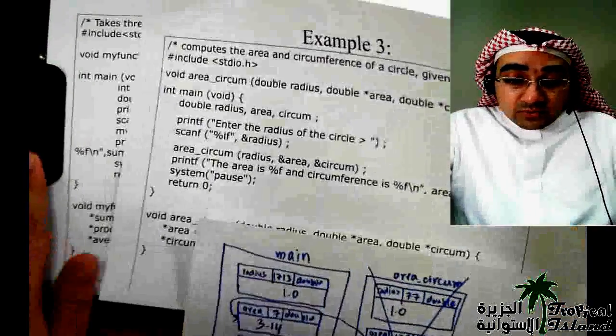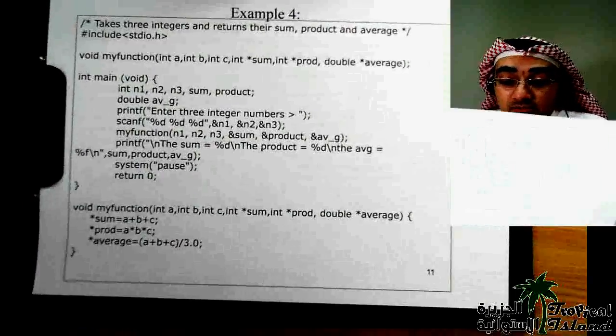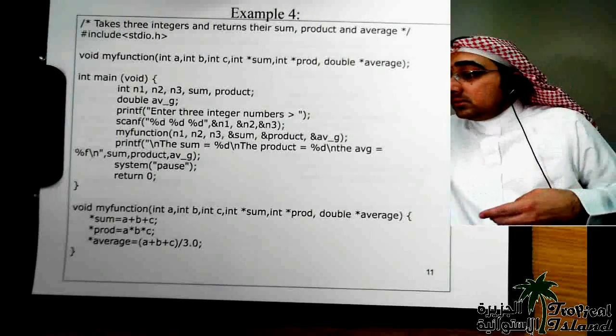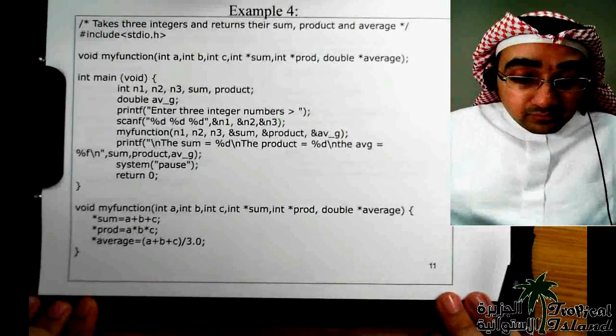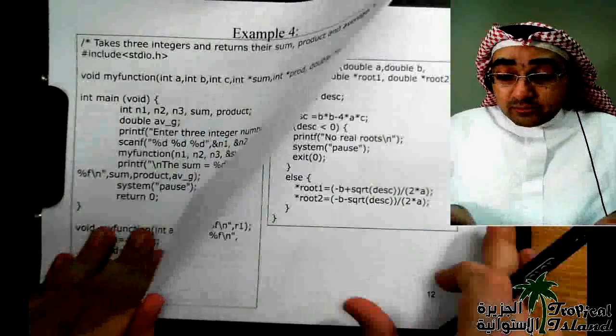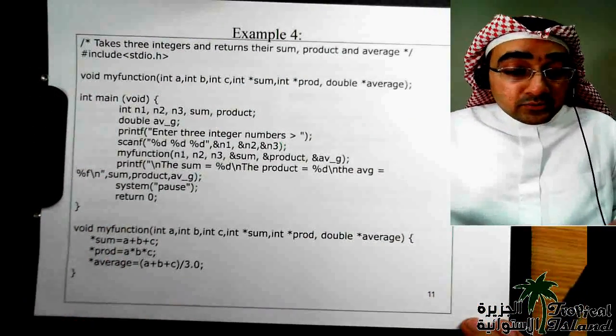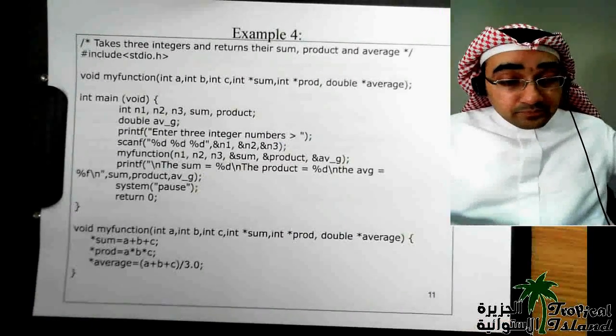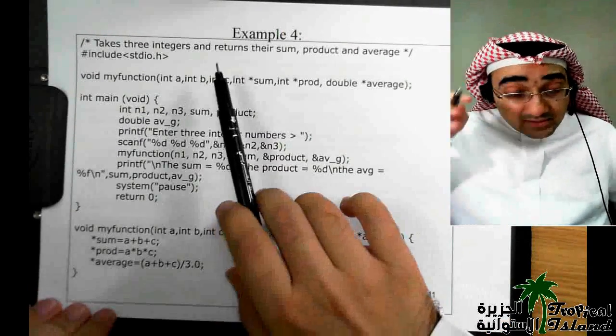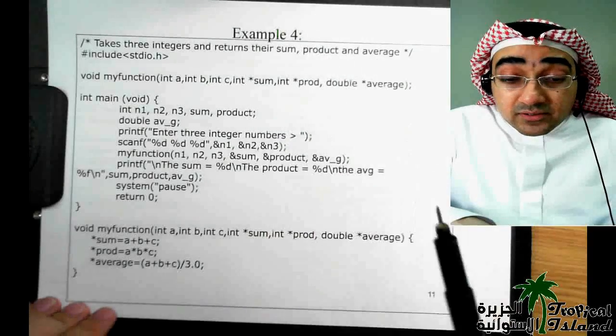Returning two variables using pointers. Here is a fourth example, and I have one more example to go and finish this class. So this is an example that takes three integers and returns their sum, product, and average.